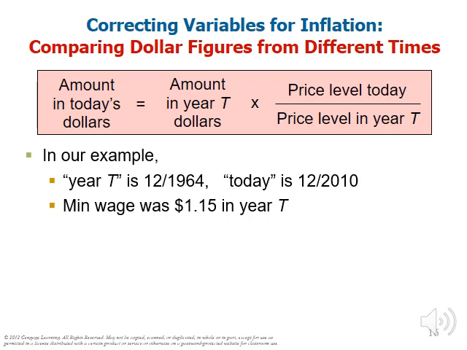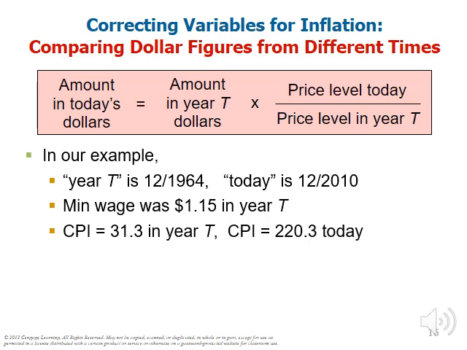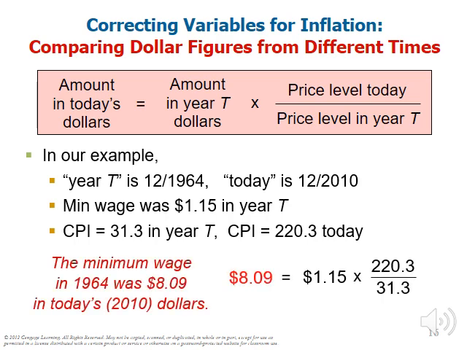The minimum wage in 1964 is equivalent to having $8.09 in 2010. Using our equation, what we've done is take 1.15 and multiply it by the ratio of the CPIs between our 2 years. Had the purchasing power of the minimum wage grown with the rate of inflation, it would have been $8.09 in 2010. In fact, having $1.15 in 1964 is the same, in terms of purchasing power, as having $8.09 in 2010.